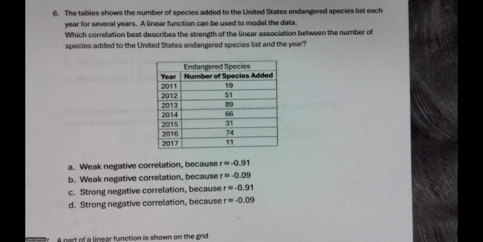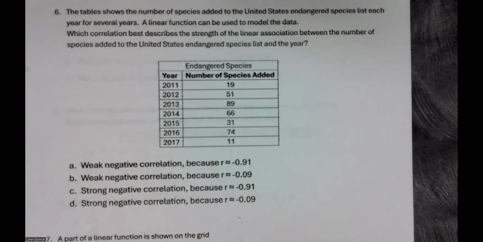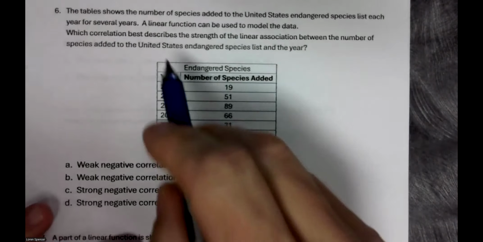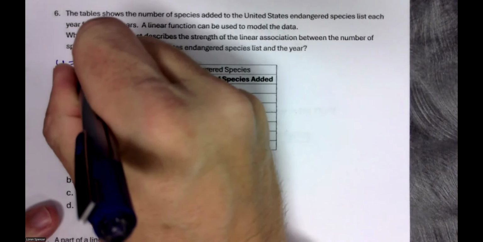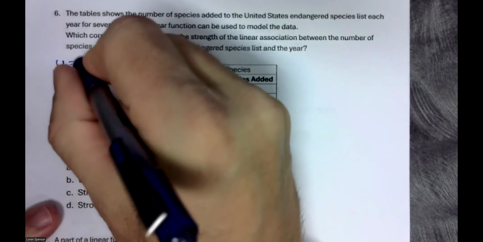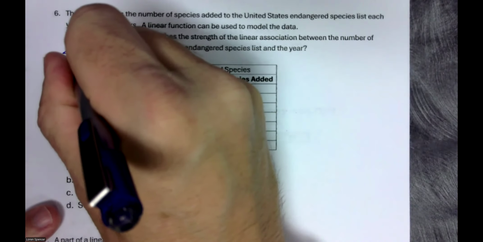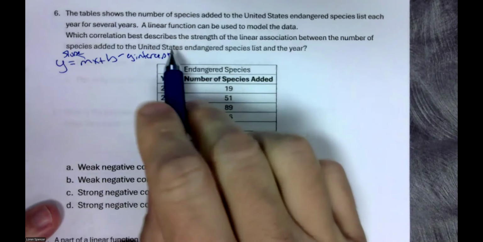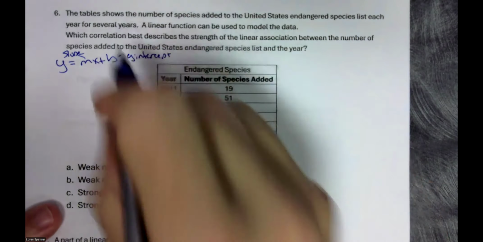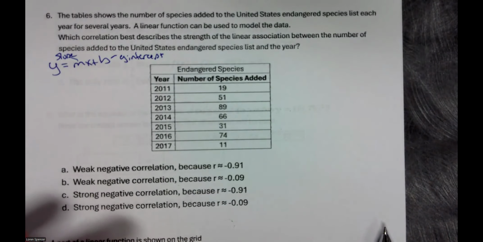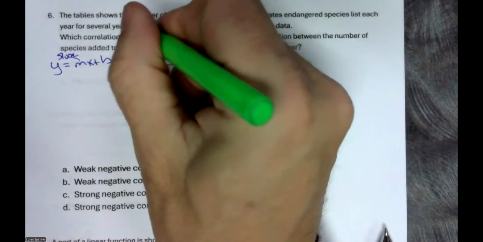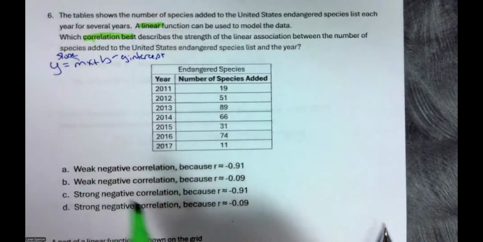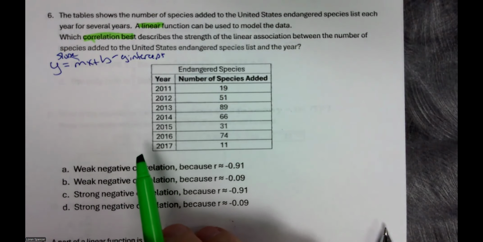Number 6. The table shows the number of species added to the United States endangered species list each year for several years. A linear function. Okay, I see linear and I'm going y equals mx plus b. That's what goes through my mind, where this is my slope and this is my y-intercept. Which correlation best describes the strength? Ooh. So we have a couple key words. I should have been underlining them, and I didn't. So keyword, linear. Correlation describes the strength of the linear relationship.